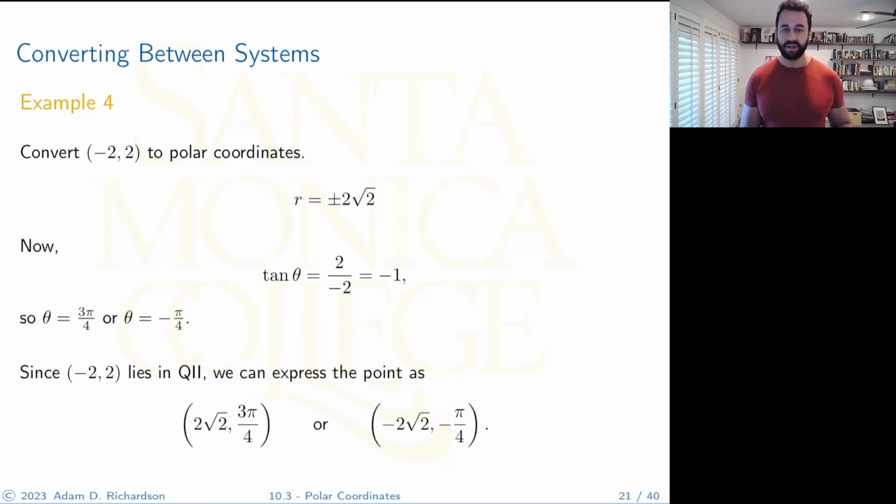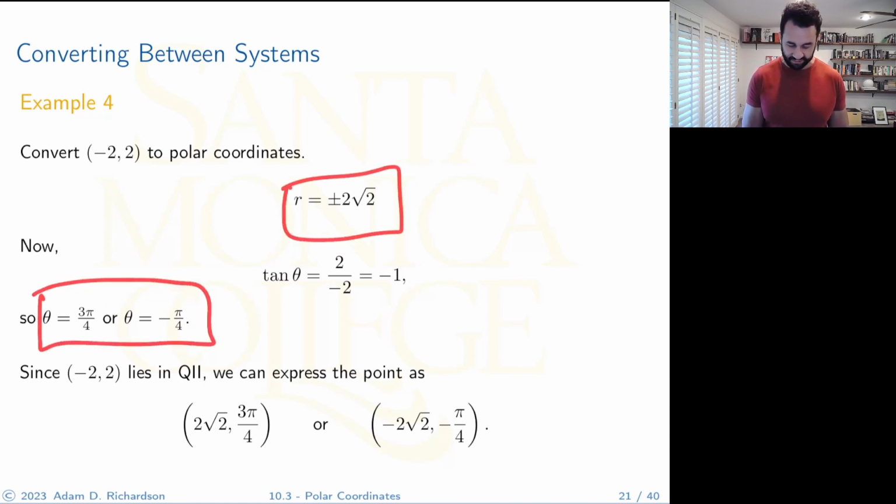Now, let's find what theta is. So when we plug in y and x to our equation for tangent theta, we get -1. And so that means we have some options. So already we have lots of options. We have these two and we have these two. So we get to choose the radius and we get to choose the angle.